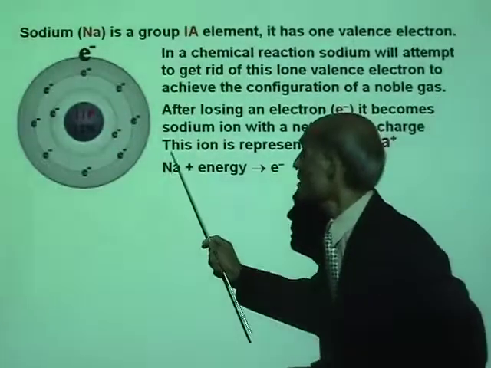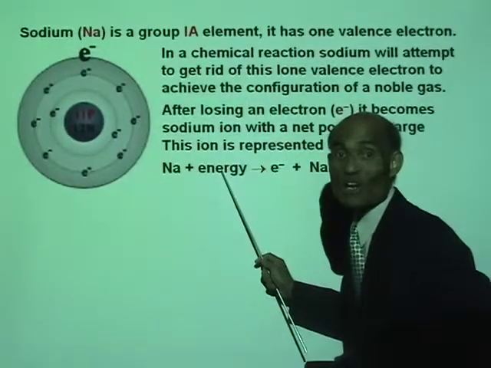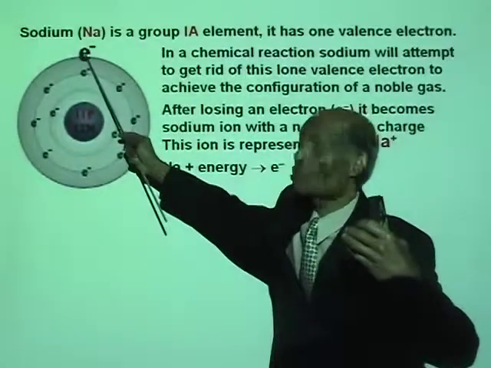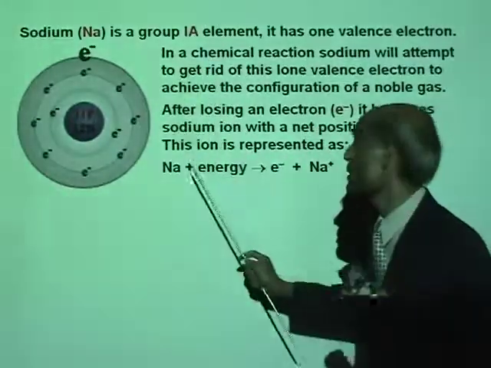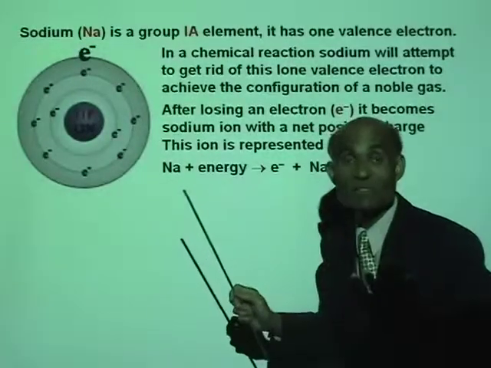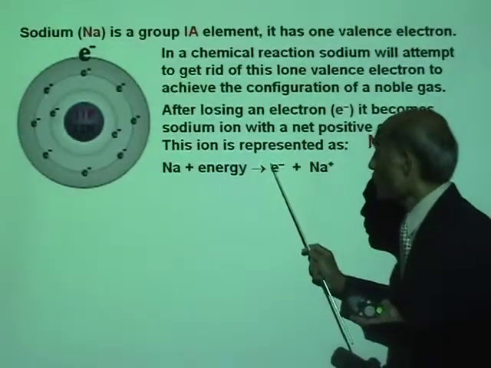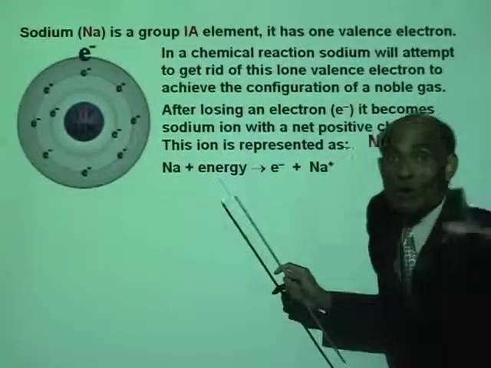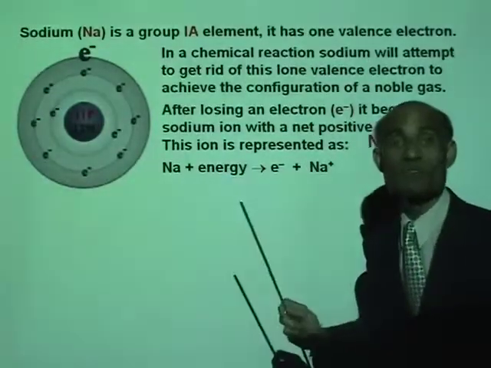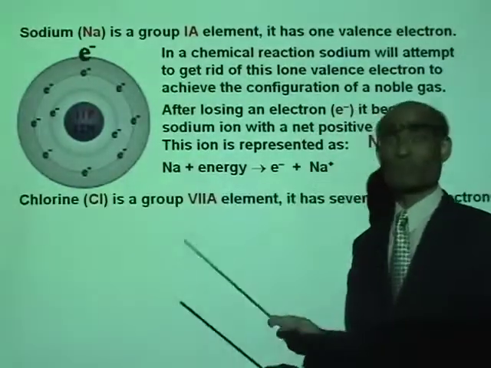Now Na, that means a sodium atom given external energy. You see, you need external energy for that electron to be taken away. When a sodium atom is given external energy like heat or electric discharge, what will happen? The electron will be removed, and what remains will be a positive sodium ion. And this is the equation for that process.